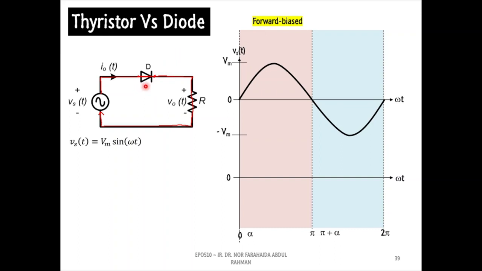Since the load is a resistor, the wave shape of the output current waveform follows the supply voltage waveform, but with small amplitude. Hence, we can sketch the output current waveform like this. Next, by analyzing the circuit, we can also sketch the output voltage waveform across the resistor.